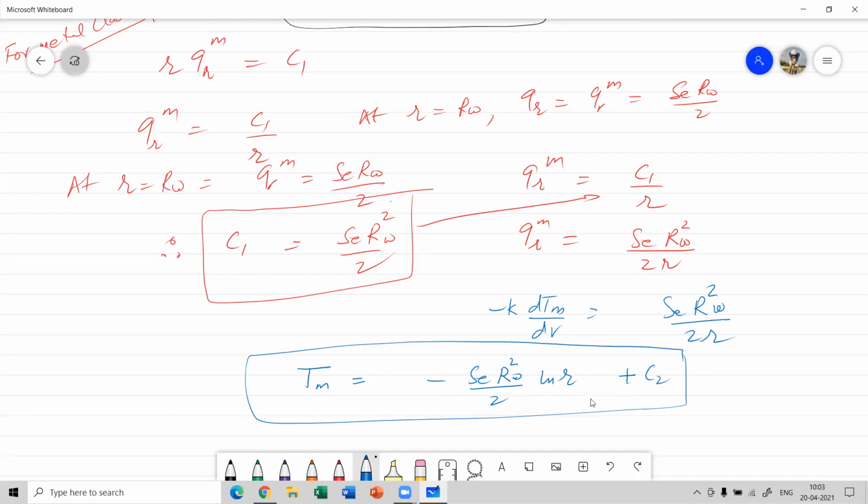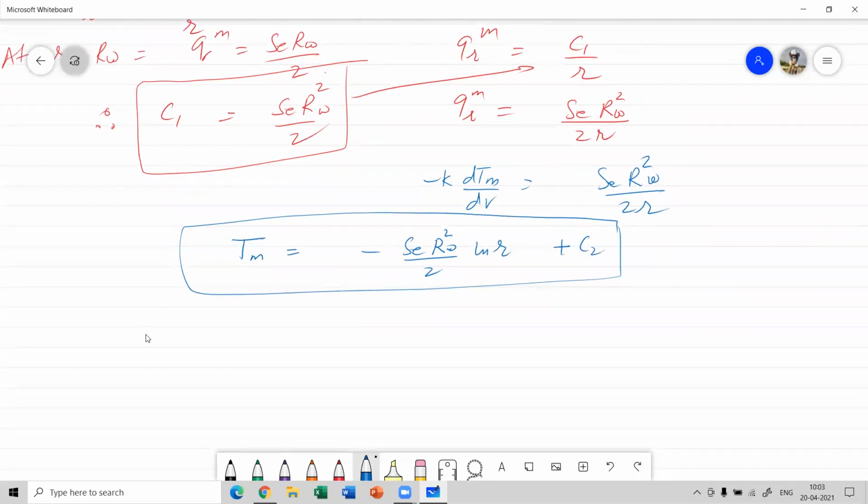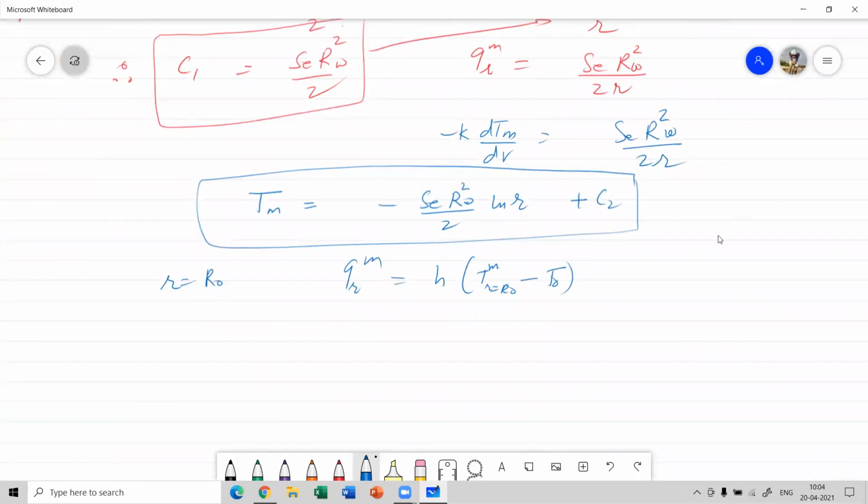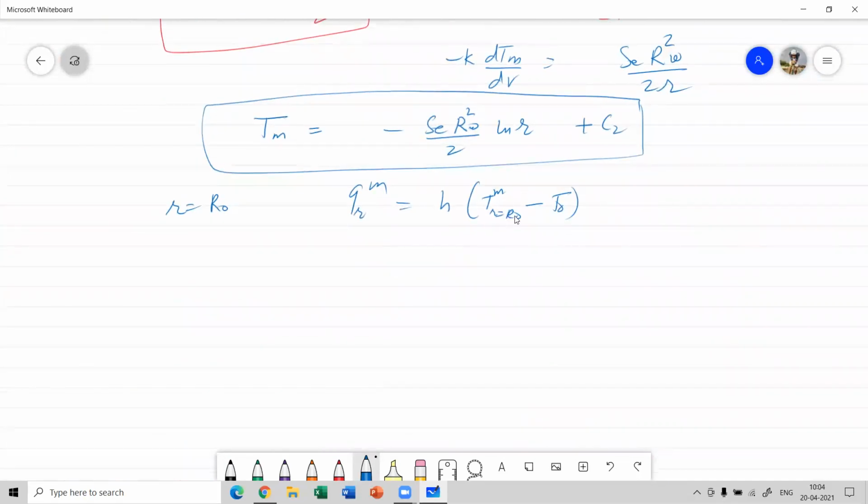Now using the boundary condition that at R equal to capital R naught, we have QR metal as H into TR at R equal to R naught for the aluminium minus T naught. Okay, I'm using aluminium. We can also use the metal TM over here at the top where we have defined the boundary condition. I've used the aluminium, but instead we can also use M, the nomenclature for the metal. So let's use TM.